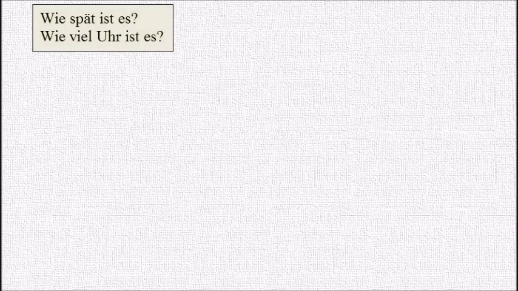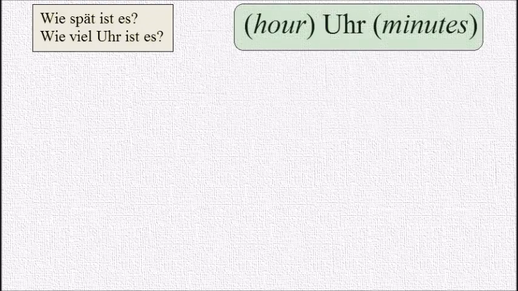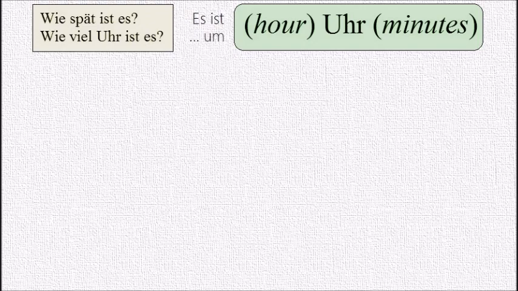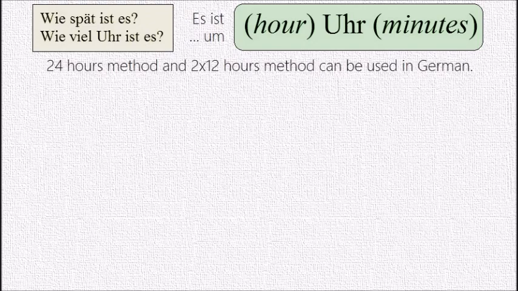Let's repeat what we've learned. You ask the time like this. Wie spät ist es? Wie viel Uhr ist es? You can read the time like this. The hour, then Uhr, then the minutes. You write it differently though. You write it hour, minutes, Uhr. You can simply say the time with es ist, or you can use it in a sentence with at. Both 24 hours and 2 times 12 hours method can be used.